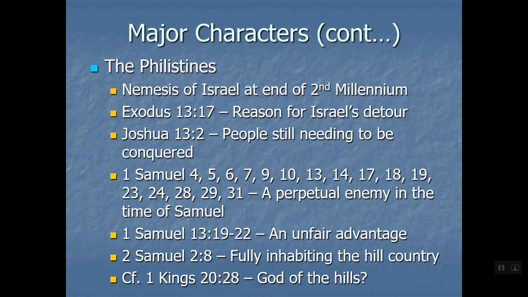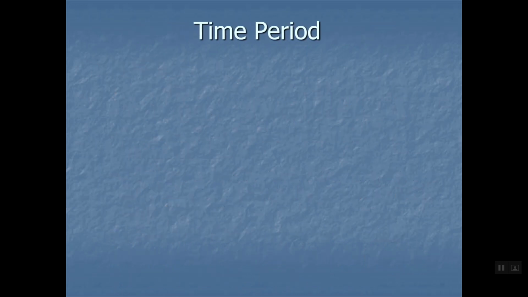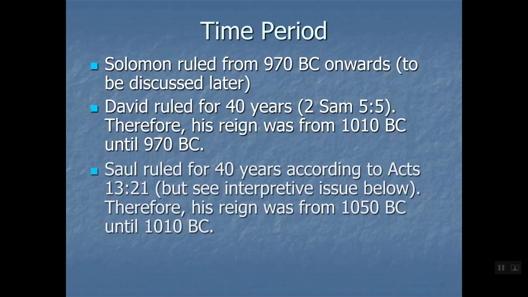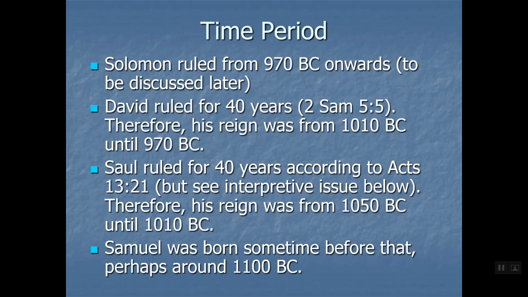So they're a perpetual enemy throughout the time of Samuel. The unfair advantage, if I recall what I meant by that, is that they didn't allow Israel to have any weapons. They took away everything. And so they had really put Israel under their thumb before David came. They thought the Midianites were bad. The Philistines mistreated them much worse than any of those in the book of Judges.